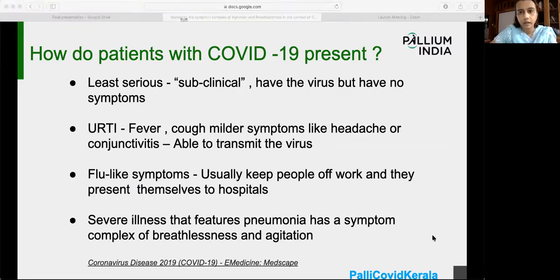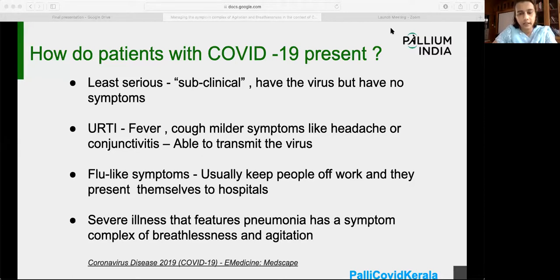So how do patients present with COVID-19? I'm not sure whether you've already seen some patients with COVID-19, but you must have at least read the case reports of patients presenting in various parts of the world. Most of them present in the least serious or subclinical form, where the patient has the virus but doesn't have any symptoms. The other group is the upper respiratory tract infection one, where they present with fever, cough, and milder symptoms like headache and conjunctivitis, and again they are able to transmit the virus.